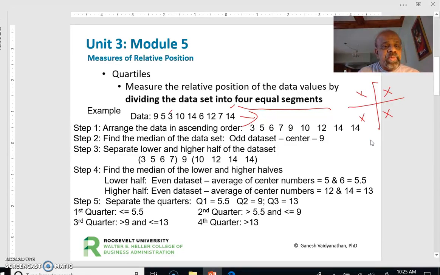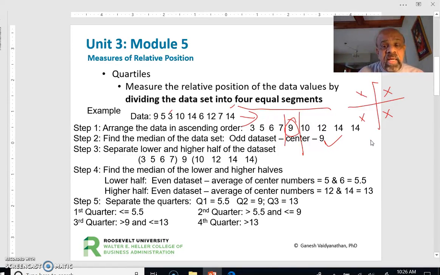My second step is I'm going to find the median. How do I find the median, basically? How many data values do I have? 1, 2, 3, 4, 5, 6, 7, 8, 9. So I can have 4 and then 4. So my median is going to be 9. So I got the median of the data set as my step 2.